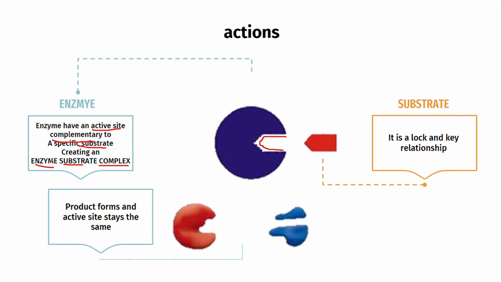and it is responsible for creating an enzyme substrate complex. You need to memorize this point, enzyme substrate complex. I'm going to put brackets around it because it's important. And the red one is the substrate. Now, when you connect the substrate with the enzyme through the active site, you're making an enzyme substrate complex. It's a lock and key relationship because they are complementary. Now, after the reaction takes place, we're going to have a product. The product would form and the active site would stay the same, okay? It wouldn't change. We said that earlier.